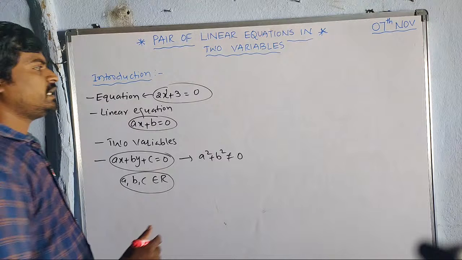So what are a1, b1, c1? First we write the first equation: a1 is 5, b1 is minus 4, c1 is plus 8. Next a2 is 7, b2 is 6, c2 is minus 9. After writing this, now the comparison of ratios. We have to find the comparison of ratios, then only can we conclude. First we have to find a1 by a2.